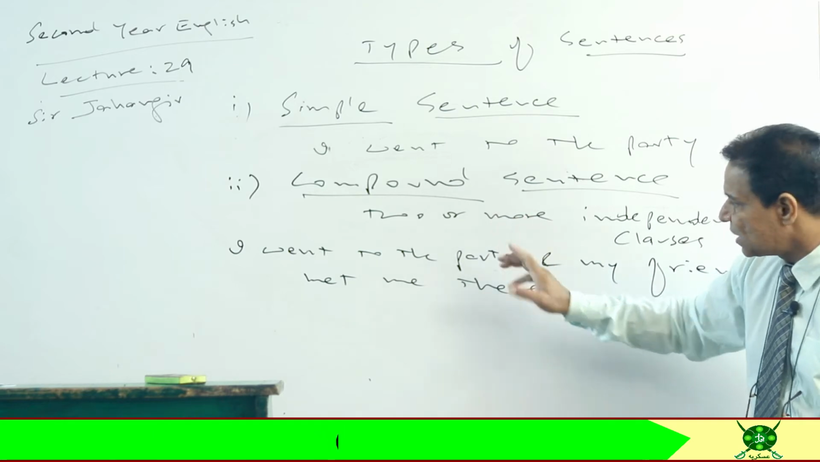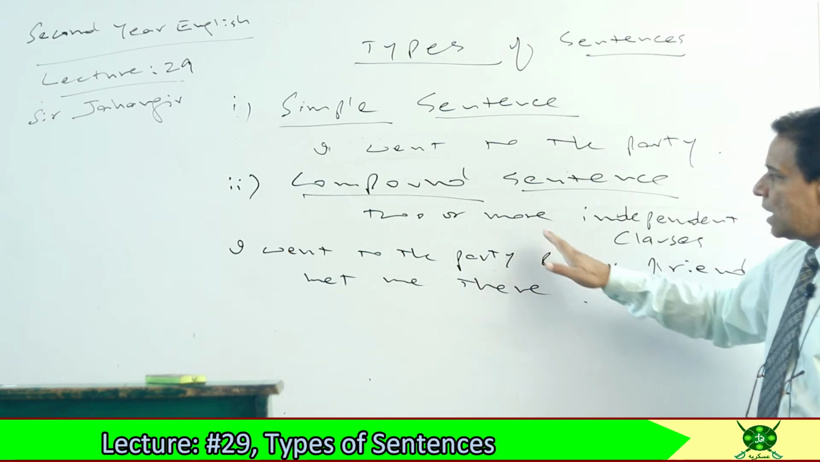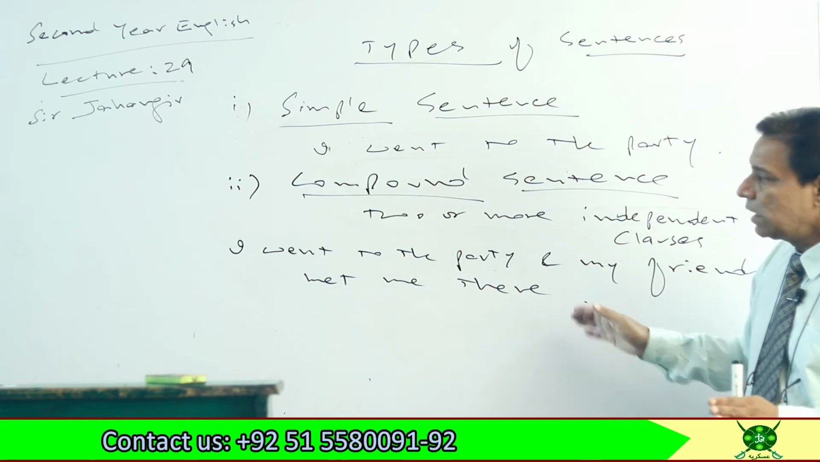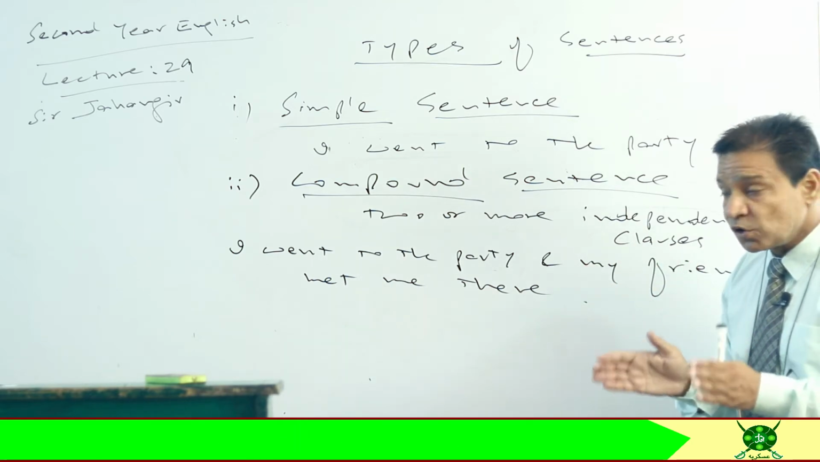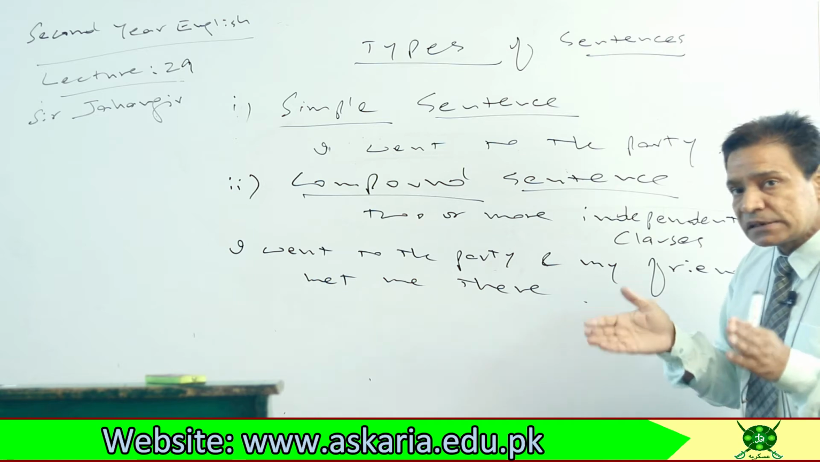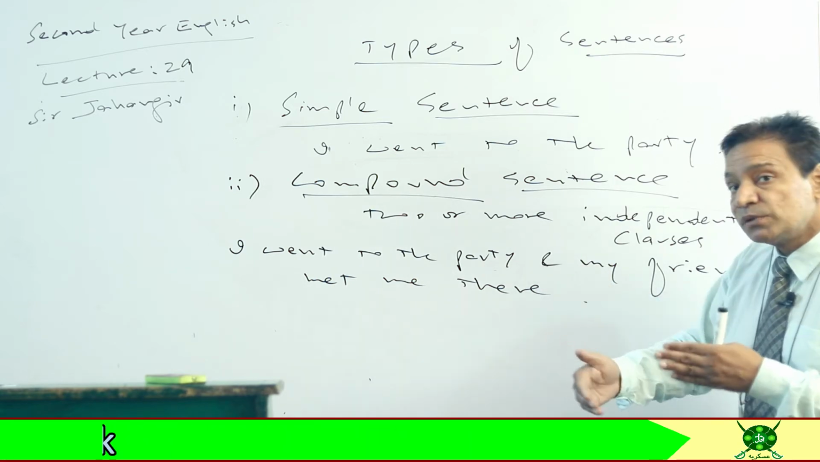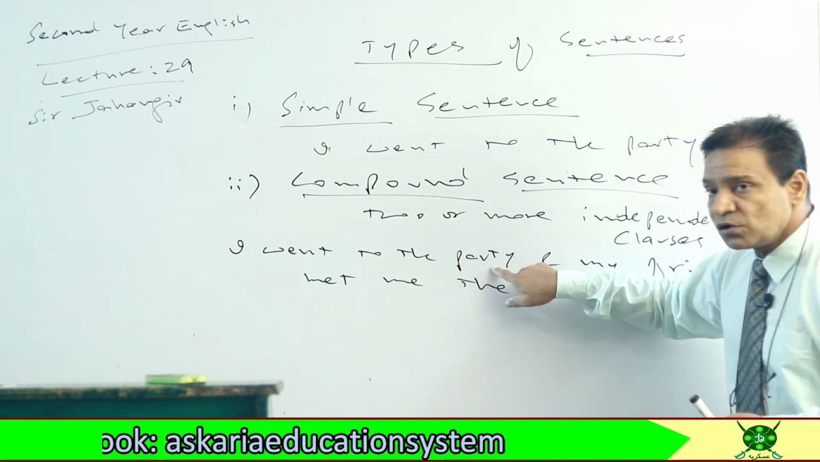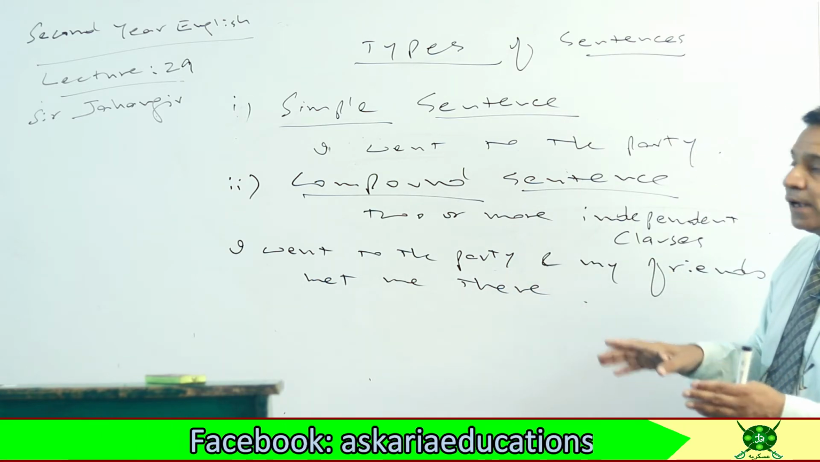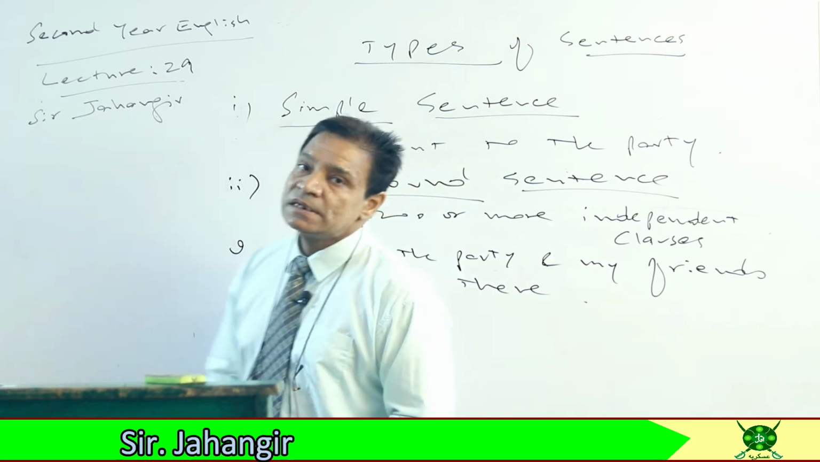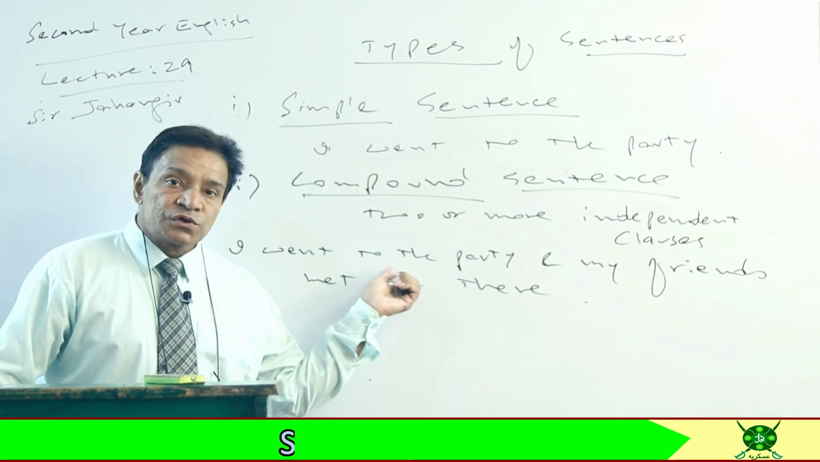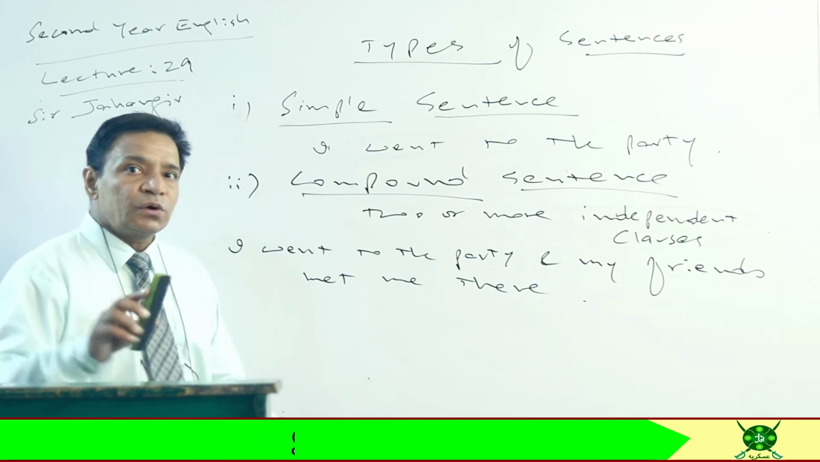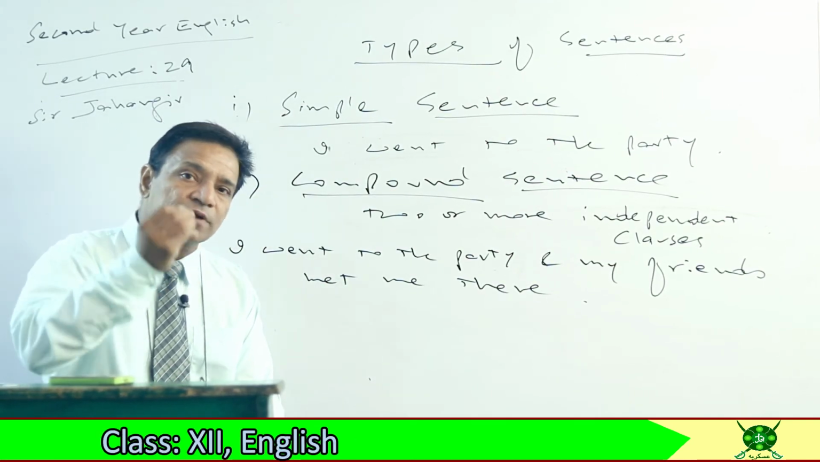Now you're looking at this portion, "I went to the party," and this portion. There are two sentences. Now these two sentences are independent clauses because they are part of a bigger sentence. So they are sentences within a sentence, and now they can be called clauses. Two independent clauses make a compound sentence. So at least we must know a little bit about the types and kinds of sentences.